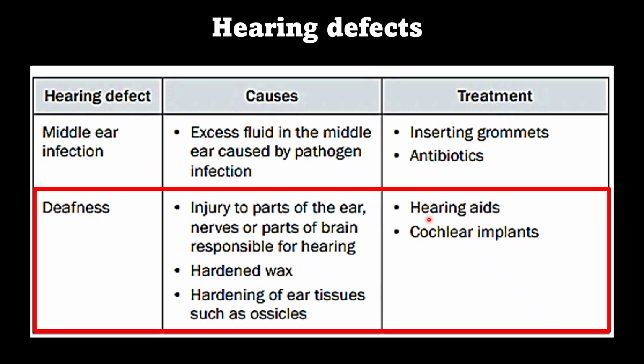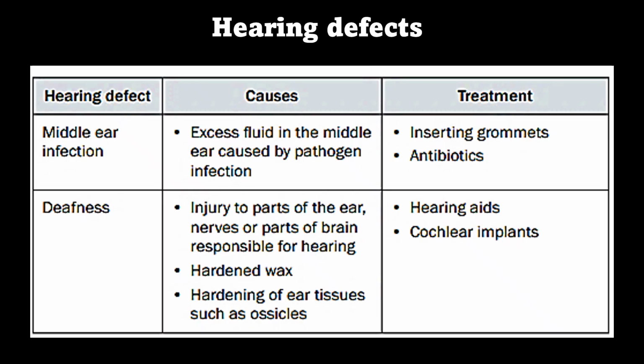What are the treatments? These conditions can be treated using hearing aids or cochlear implants. Use cochlear implants if the cochlea is totally damaged, or if the organ of Corti in the cochlea is totally damaged. So that is a presentation on the human ear.